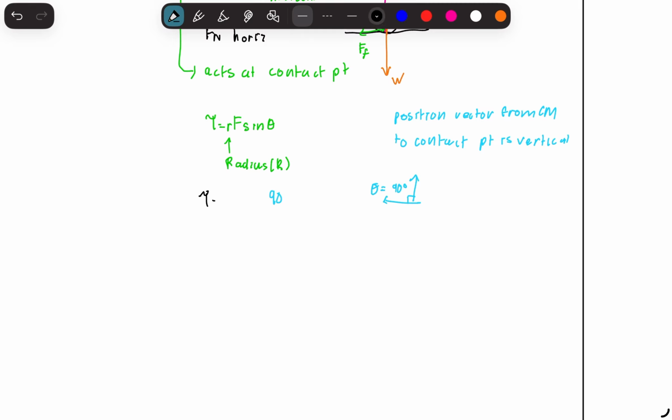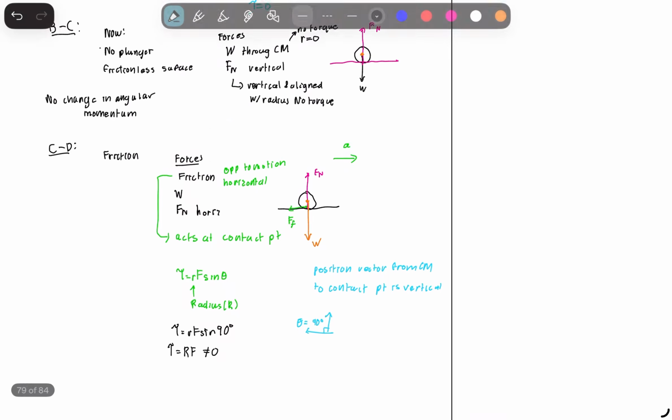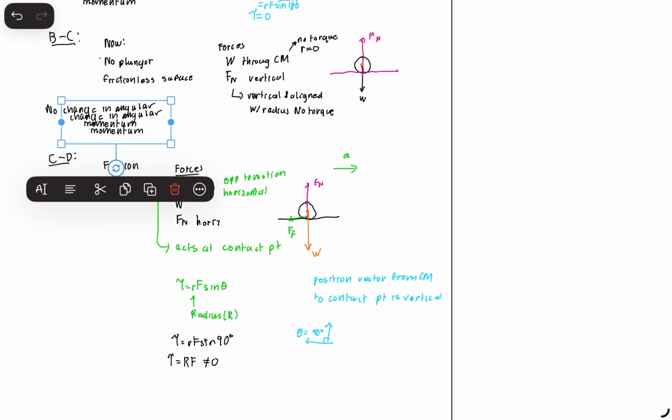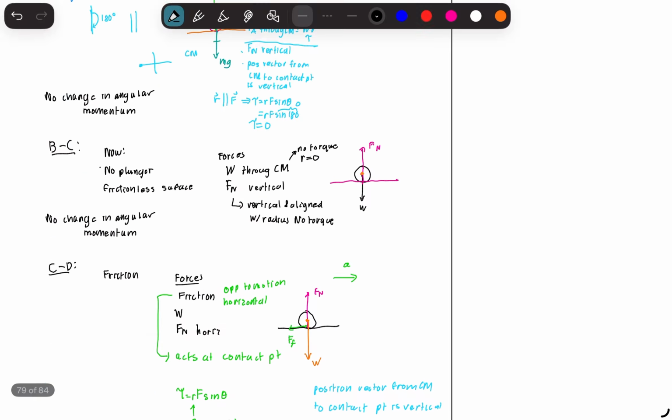When we plug that in, we're going to have torque is equal to RF sine 90. So that means our torque is going to be R times F, and this does not equal 0. That means that angular momentum here does change. So we can actually check this off.